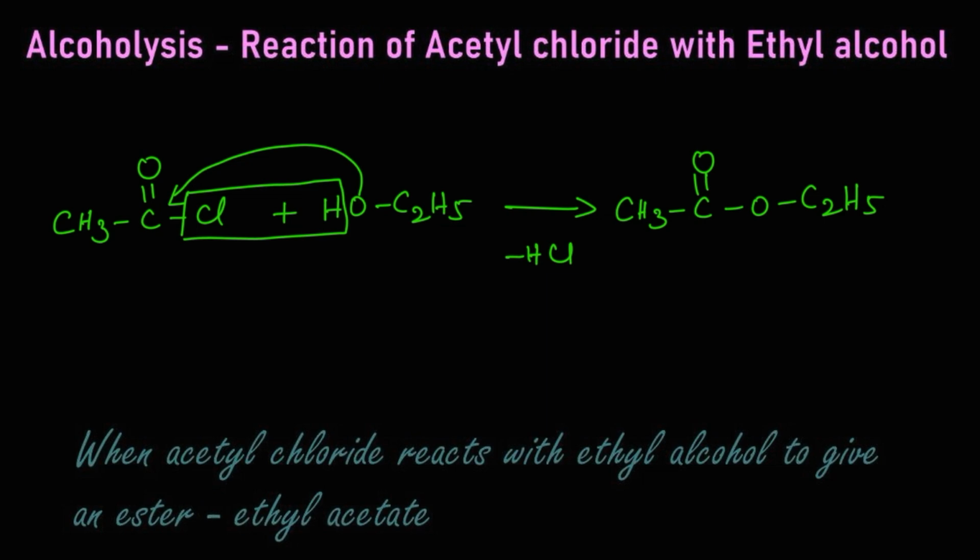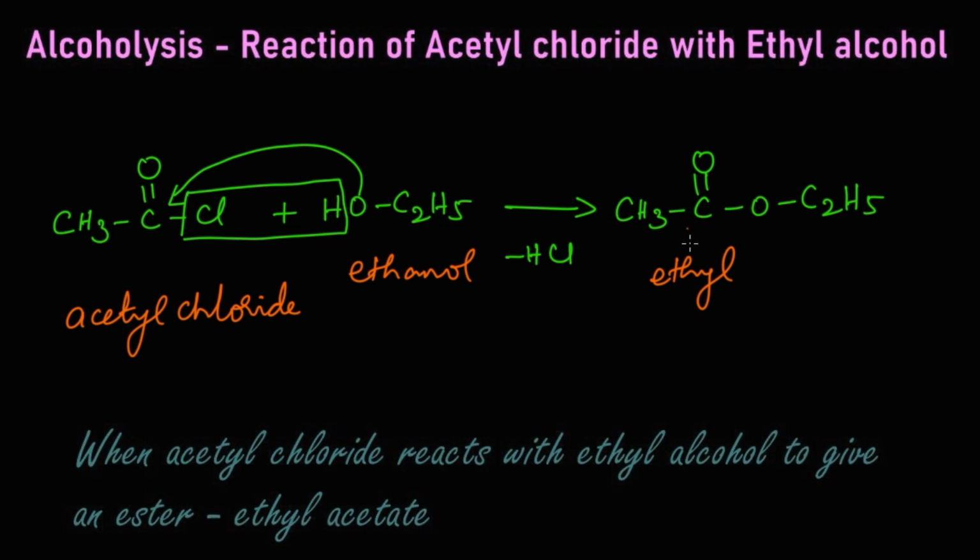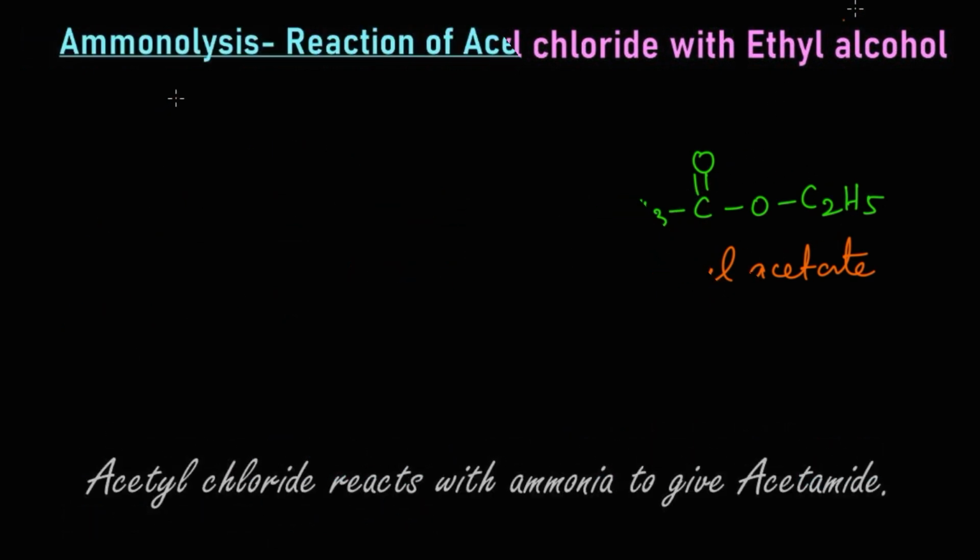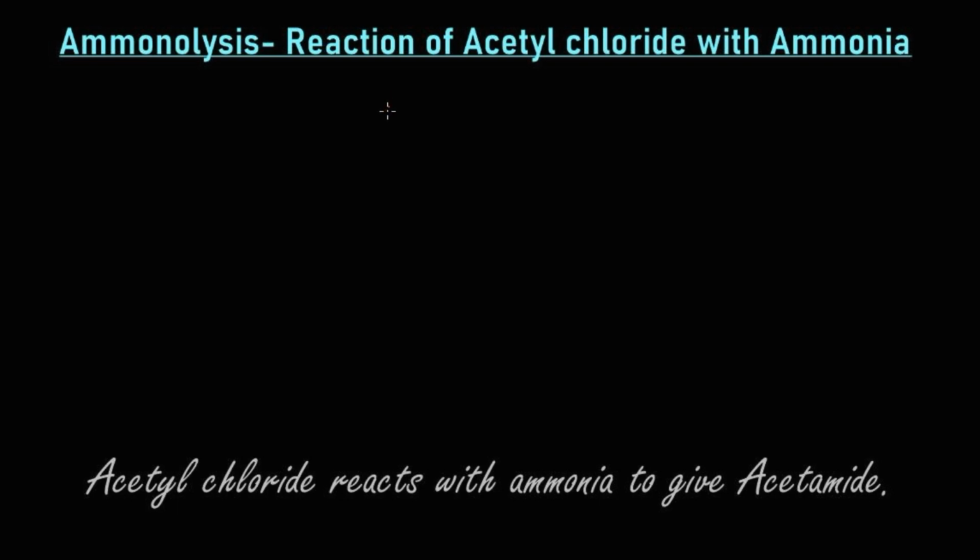Let's write the name for these structures. This is acetyl chloride, reacts with ethyl alcohol or else ethanol. We get an ester. This is ethyl and this is acetate. So ethyl acetate as the product. Let's summarize the reaction. When acetyl chloride reacts with ethyl alcohol, it gives an ester which is called ethyl acetate.